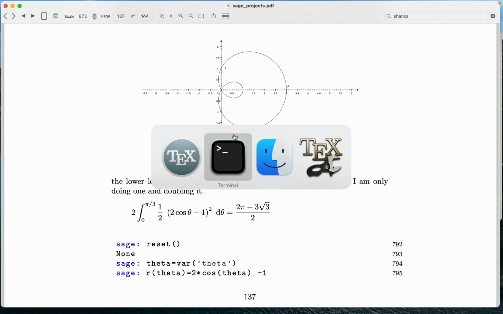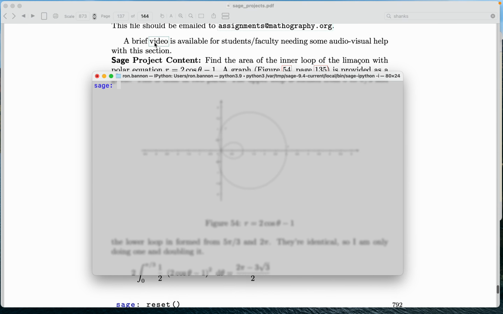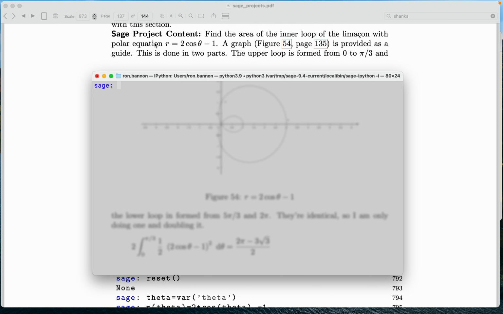So I want to go to Sage. Let me clear the screen. I have Sage running because I run it often. I want to play around, so I'm going to say reset, maybe do some graphing. I'm going to say theta is a variable, and that variable is theta. Now r is a function of theta, and it's being assigned twice the cosine, that's a star by the way for multiplication, of theta, minus 1, right?